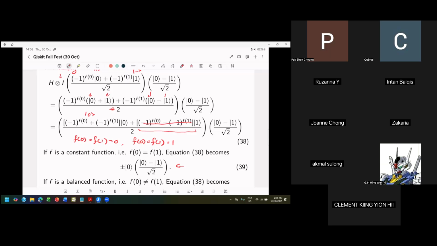Second qubit. No, second. First qubit of number one. First qubit is? First qubit one state. Plus minus. Yeah.